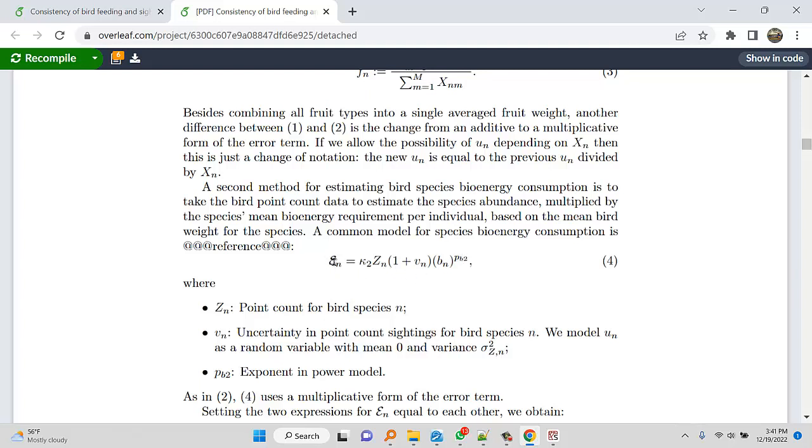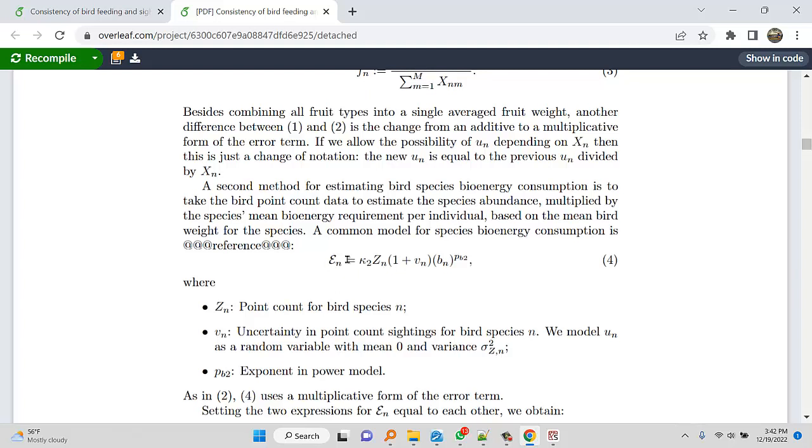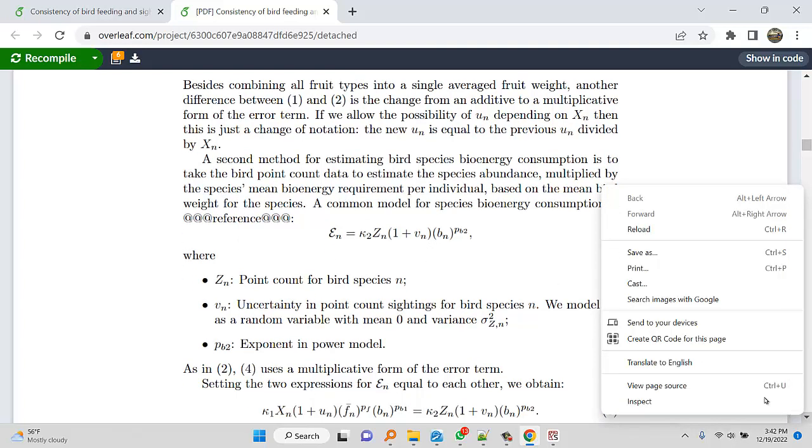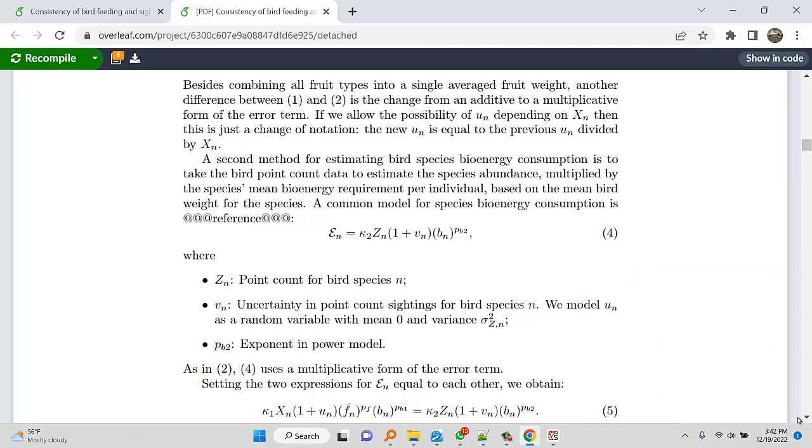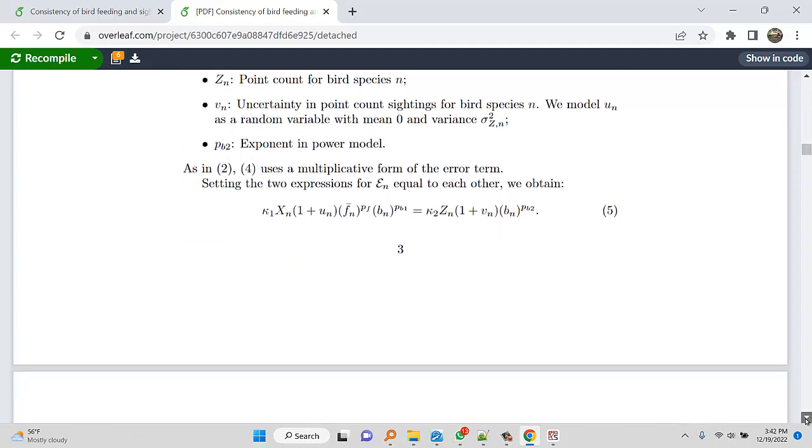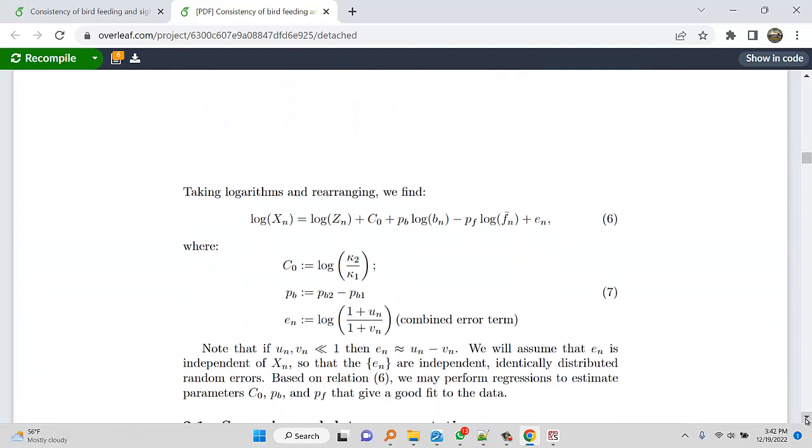Now, if we set these two bioenergy consumption estimates equal, we can gain some information about the parameters in the model. The reason we do this is we cannot estimate exactly the energy consumption, but we can compare these two models and see what that tells us about the parameters. So here we set the two models equal, and then we take the logarithm. So we get this model here.